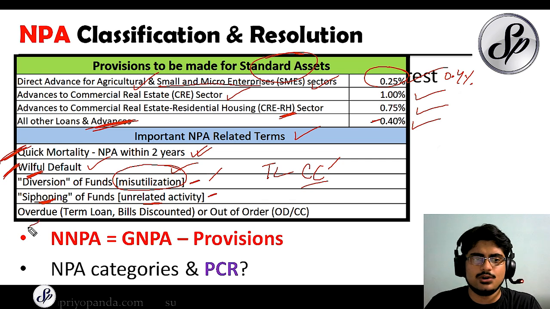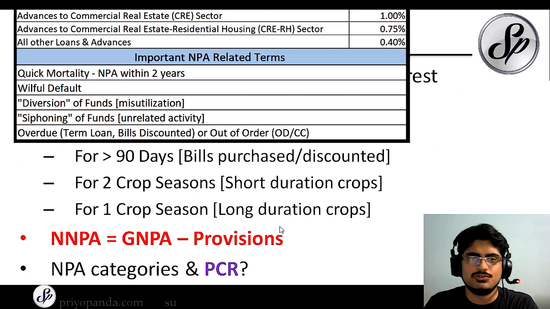And then you have something called overdue or out of order. Any term loans or bills discounted that you are not paying back are called overdue, and out of order refers to the overdraft facility or the cash credit facility. These are just technical things that you need to remember. So now let's move to the next part.